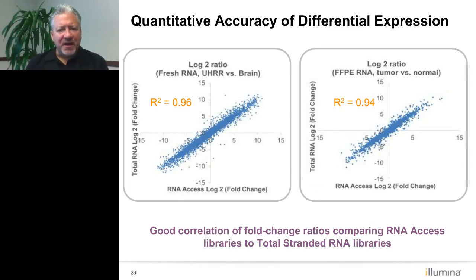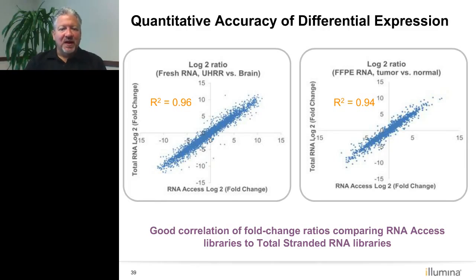And so I showed you how the absolute counts correlate quite well. So really this shouldn't be much of a surprise, but what we find is that when we look at the ratio counts, or the fold change ratios that we would get from this new capture process, RNA access, versus the total RNA process, which I would still refer to as probably the most unbiased way to look at the transcriptome. Once you remove the ribosomal RNA and sequence everything else, that really is the most unbiased way to look at all of your transcripts.